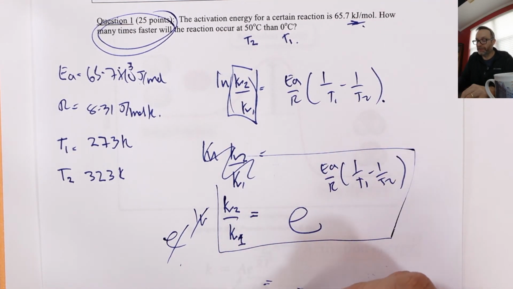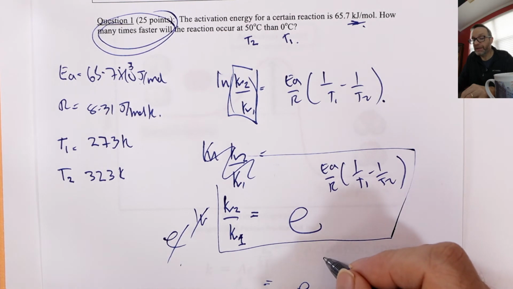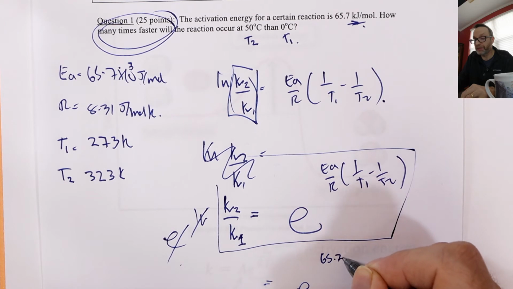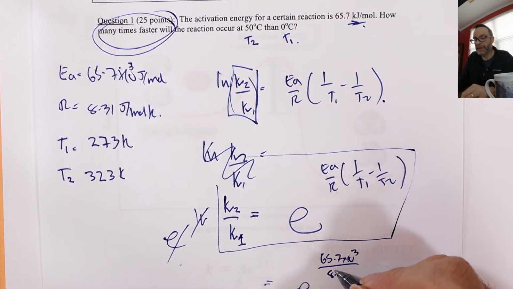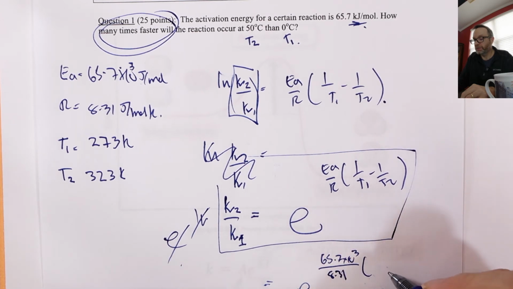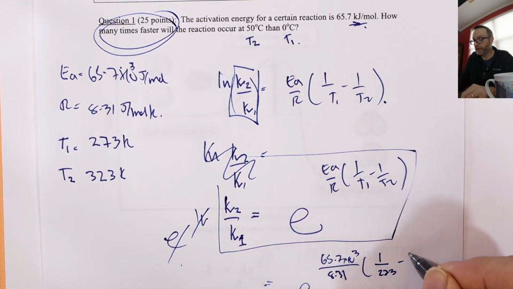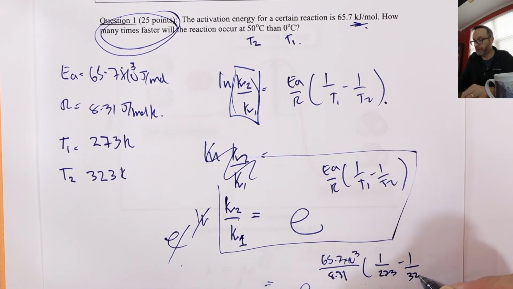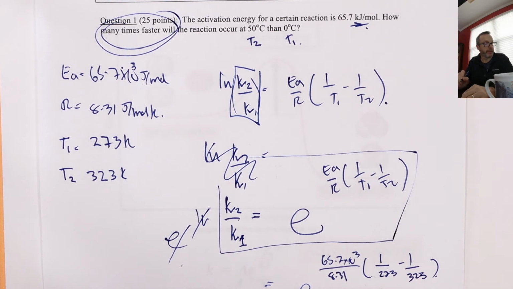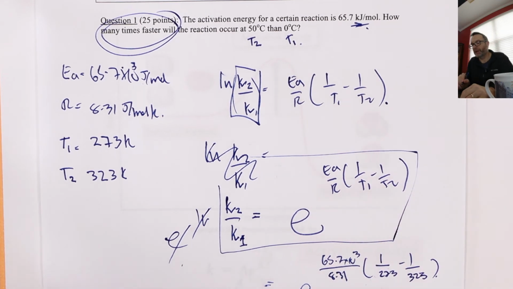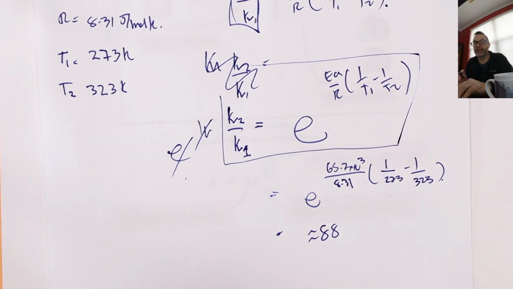Now I'm just going to stick numbers in. E to the EA, 65.7 times 10 to the 3. I'll leave units because it's raised up to the power, 8.31 joules per mole per Kelvin. 1 over T1, 273. 1 over 323. Which equals approximately 88, right?